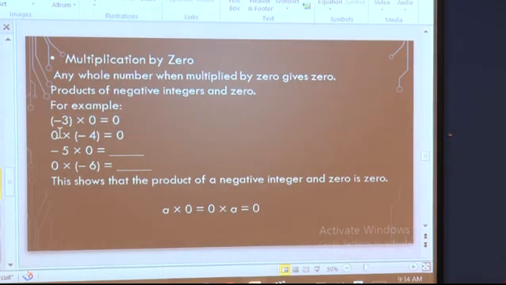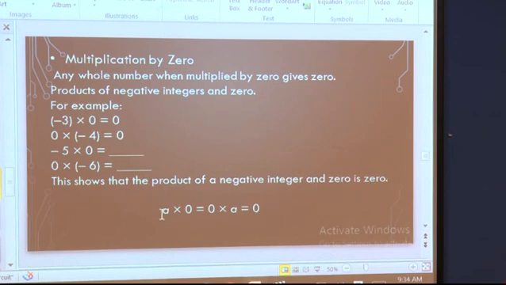When you multiply 0 with a negative integer, the answer is also 0. So, minus 5 into 0, what will be the answer? Minus 5? No, because we are multiplying here with a 0, so it is 0. So, 0 multiplied by minus 6 is 0. This shows that the product of negative integers and 0 is 0.